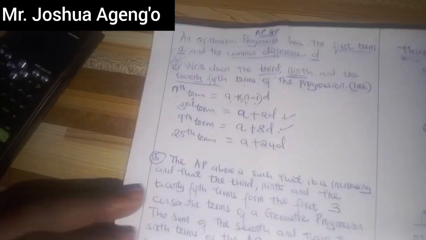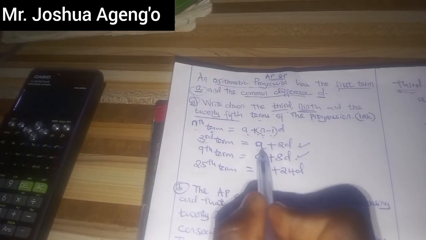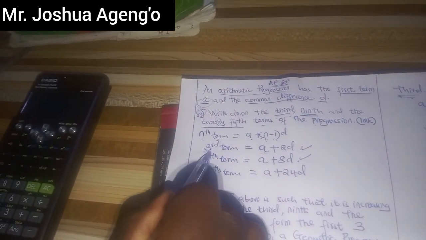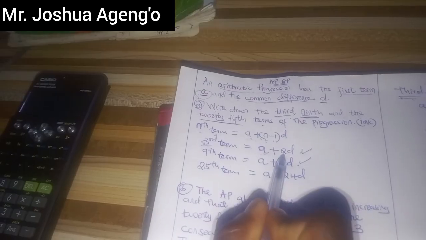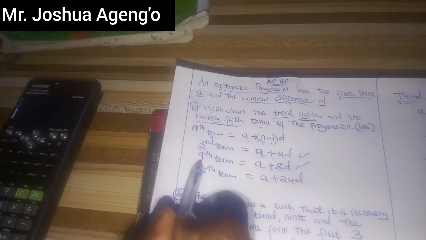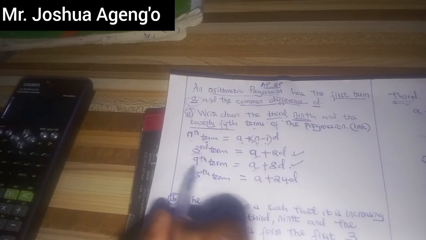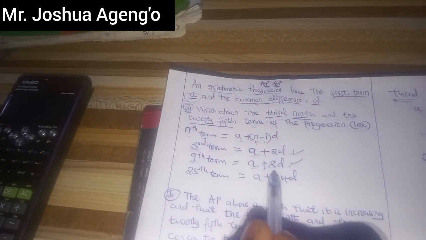You realize that if it is the third term, then you will have A as a constant. Then the 3 will reduce by 1, such that you will have 2d. Remember that if 3 reduces by 1, then I'll have 3 minus 1, 2d. If it is the ninth term, then you will have A as a constant plus. This 9 will reduce by 1. Then you will have 8d.